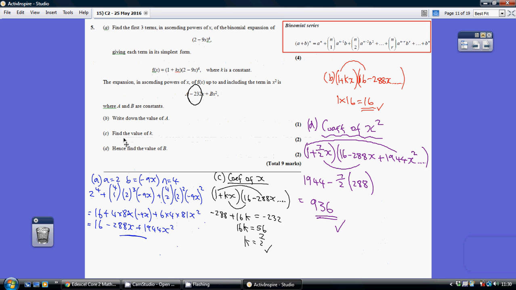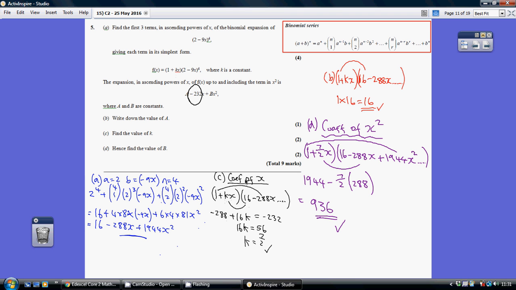Now for part C, we're being asked to find the value of k, this value here. So to do this, we're going to consider the coefficient of x. How do we get x's when we do these clauses? Well, they come about when we multiply 1 by the x coefficient in the second bracket, so the minus 288x's, and secondly we generate some x's when we do this multiplied by this, so 16k lots of x's, and we're being told that the number of x's needs to equal minus 232.